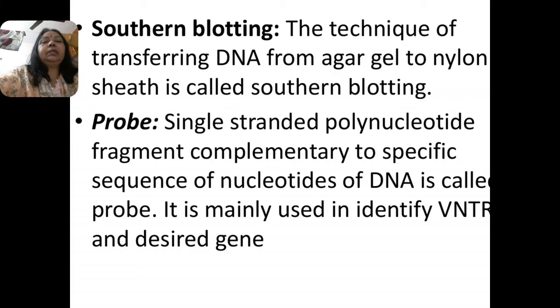So there are two main techniques. Southern blotting is the main technique used for transferring the DNA from the agarose gel to the nylon sheet. The process is known as Southern blotting. And a very important second thing is the probe. Remember it. What is the probe? A probe is a single stranded polynucleotide fragment that is complementary to a specific sequence of nucleotides of DNA. It is complementary to the nucleotide sequence of DNA, and that is called the probe. It is mainly used to identify the VNTR and the desired gene.